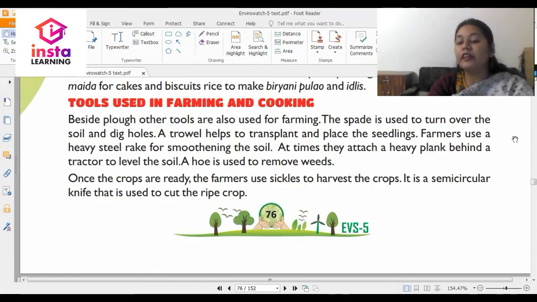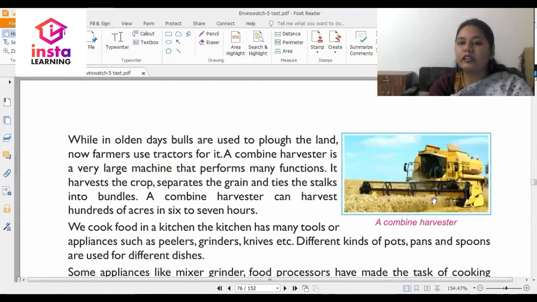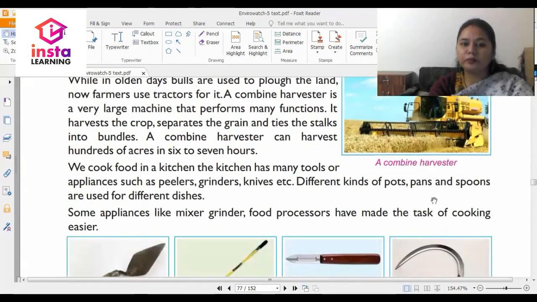At times they attach a heavy plank behind the tractor to level the soil, and a hoe is used to remove weeds. What are weeds? The unwanted plants. Once the crops are ready, the farmer uses a sickle to harvest the crop. It is a semicircular knife that is used to cut the ripe crop.